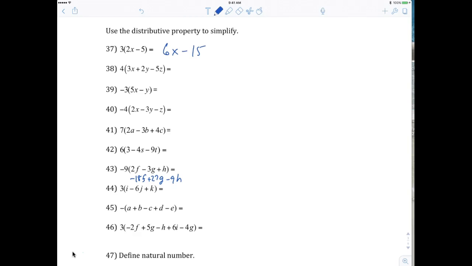Casey, read me 38. And everybody listen up to 38, please. Just give me the answer. 12x plus 8y minus 3. Exactly. Minus what? Yes. All right, next.